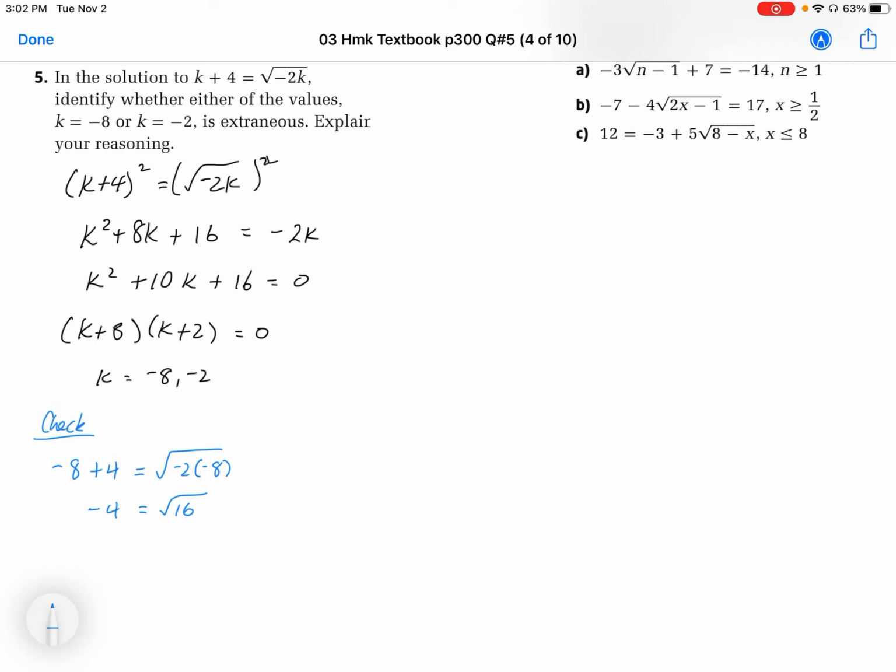So this cannot happen. Square roots are always defined by the principal square root, so the square root is always positive. So this is wrong. So k equals negative 8 is extraneous.